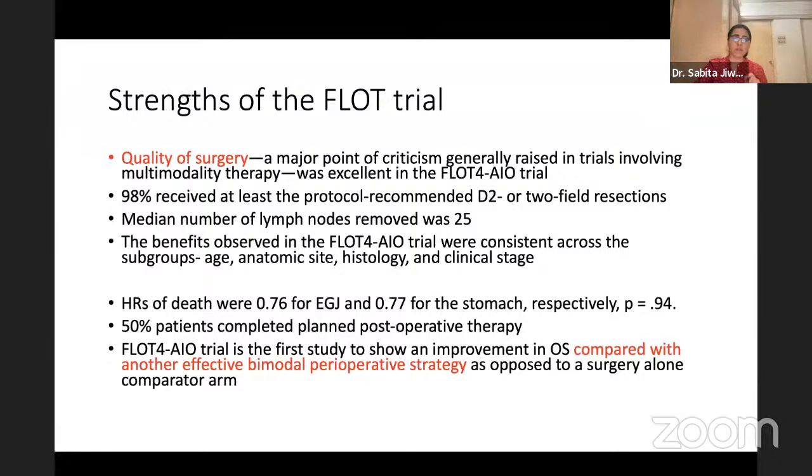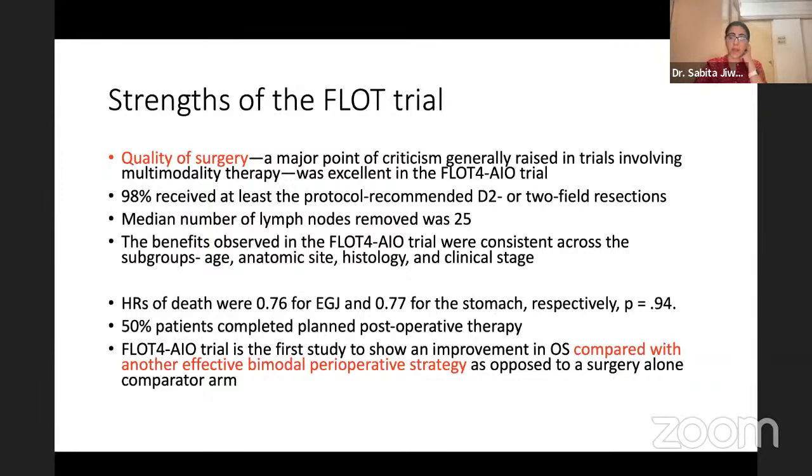So the strengths of the FLOT trial were that the surgery was of good quality. 98% of the patients underwent D2. The median number of lymph nodes removed was 25, and the benefits were seen across all age, anatomic site, histology, and clinical stages. They looked at the hazard ratios of death for gastroesophageal junction tumors and also for stomach. It worked for both. 50% of the patients completed the therapy, and like I already mentioned, it compared it to another effective arm and not just only surgery.